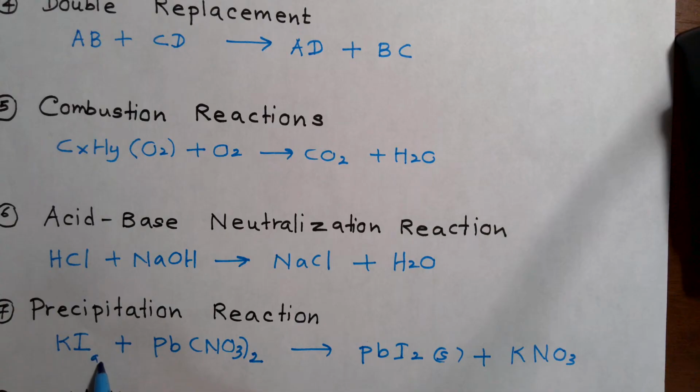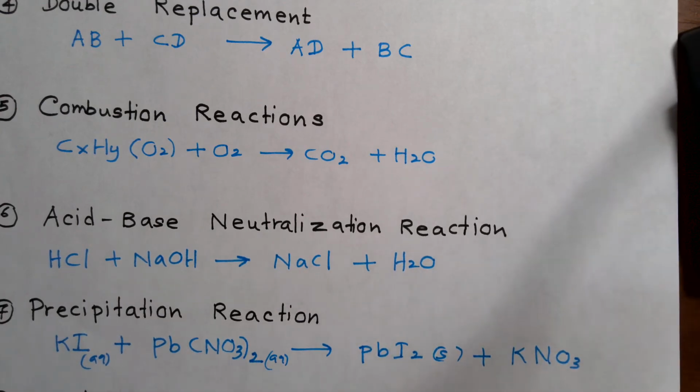Initially potassium iodide is in aqueous solution, and lead nitrate is also an aqueous solution. But if we mix both together, it forms a yellow colored lead iodide solid at the bottom of the test tube. The potassium nitrate remains in the liquid phase, but lead iodide settles to the bottom of the test tube as a yellow solid. That is a precipitation reaction. When two aqueous solutions mix and a solid forms, we call it precipitation.